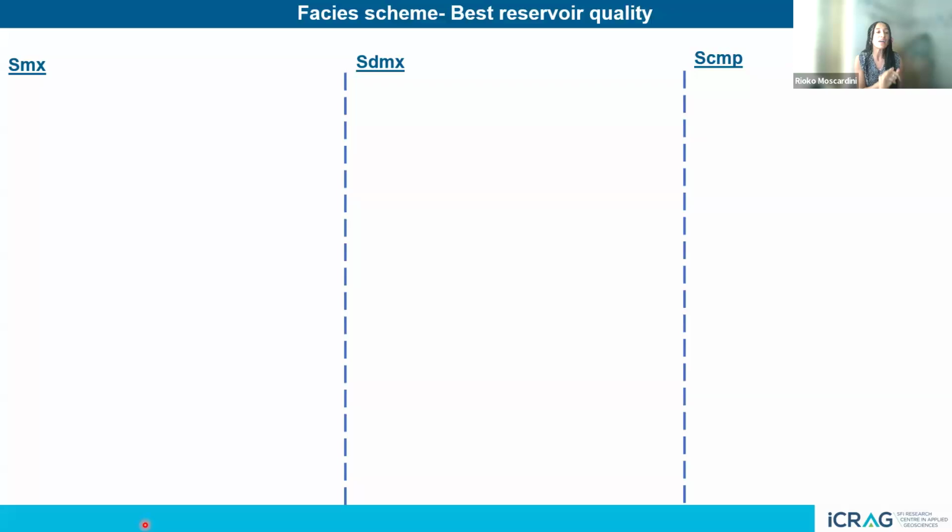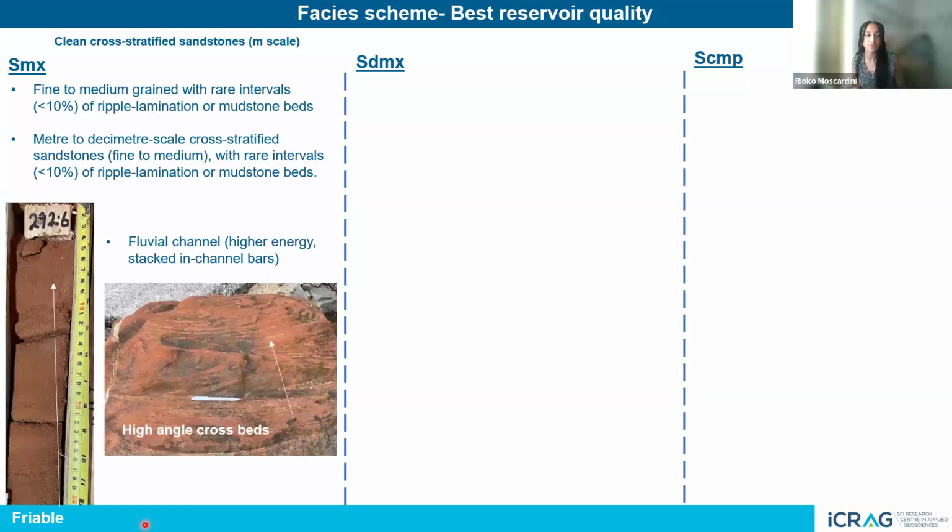So now I'm going to break down my facies scheme. When I was going through Kilroot, I looked at the core and I broke it up into many facies based off their grain size and the structures that I was seeing, and tried to understand the different causes of each lithofacies and the environment. So first up, we have the clean cross-stratified sandstones. These are fine to medium grained with rare intervals of mudstone beds.